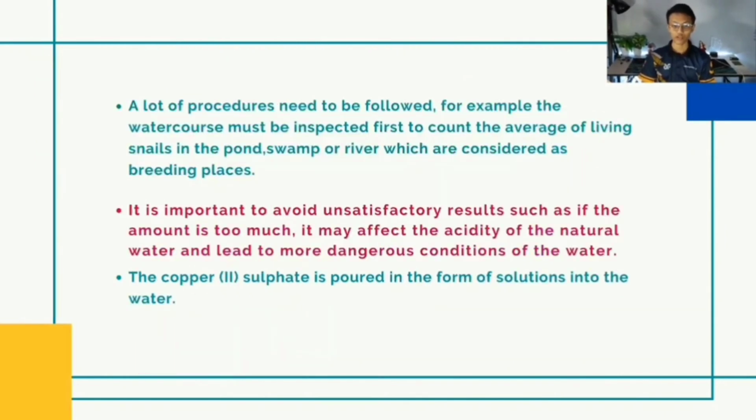A lot of procedures need to be followed. For example, the watercourse must be inspected first to count the average number of living snails in the pond, swamp, or river which are considered breeding places. It is important to avoid unsatisfactory results, such as if the amount is too much, it may affect the acidity of the natural water and lead to more dangerous conditions of the water. The copper sulfate is poured in the form of a solution into the water.